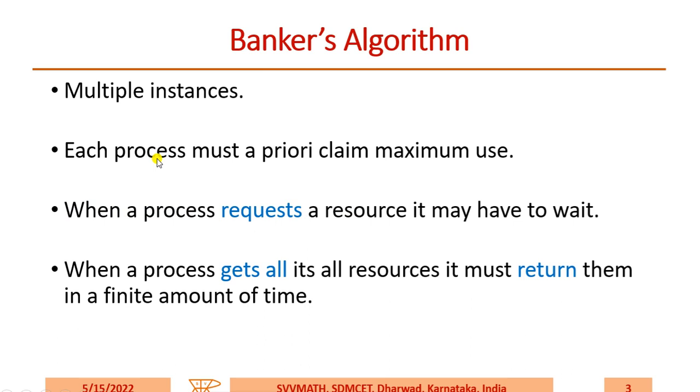Each process must a priori claim the maximum use. When a process requests a resource, it may have to wait if those resources are not available presently. When a process gets all its resources, it should make use of those resources and it should return them in a finite amount of time.